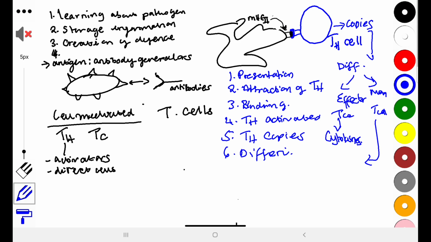So in this case, when the body is exposed to Teresa again for the second time, the memory T cells will identify Teresa, and they will immediately activate the T cells so that the invading Teresa is destroyed quickly. Okay, in this case, there's no need for the phagocytes. They will just go and say, Teresa has come, let's go and attack.